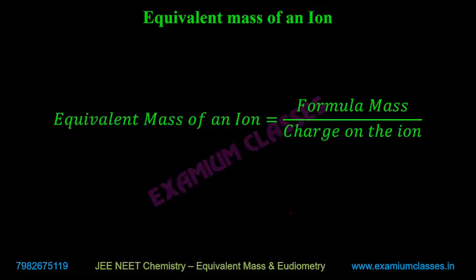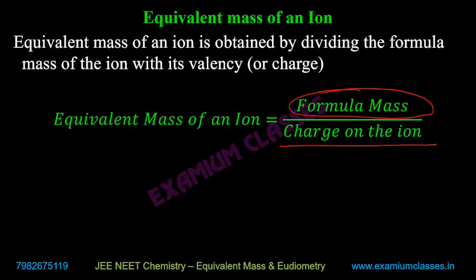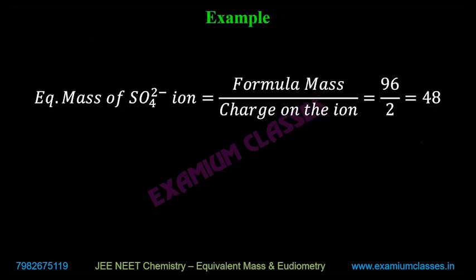Next one, equivalent mass of an ion. Very simple one. Again, molecular mass is written as formula mass if we are talking about ionic compounds. So formula mass divided by charge on the ion. Example, if we are talking about the sulfate ion, we will write the formula mass of the ion divided by charge, which is 2. So 96 divided by 2.